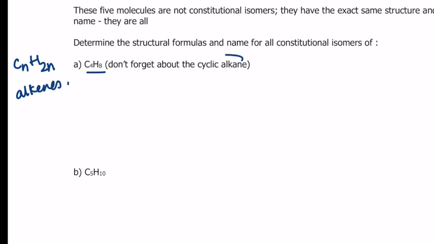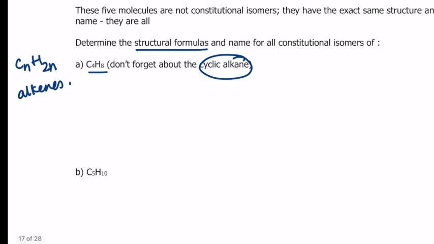CnH2n, which is alkenes, but also cyclic alkanes have the same general formula. So you have 4 carbon atoms and 8 hydrogens. We are trying to find all the different ways in which you can make the structure of this compound. Now there is no formula to determine the total number of structural isomers that can be formed from a given molecular formula. They have to be drawn out by trial and error.